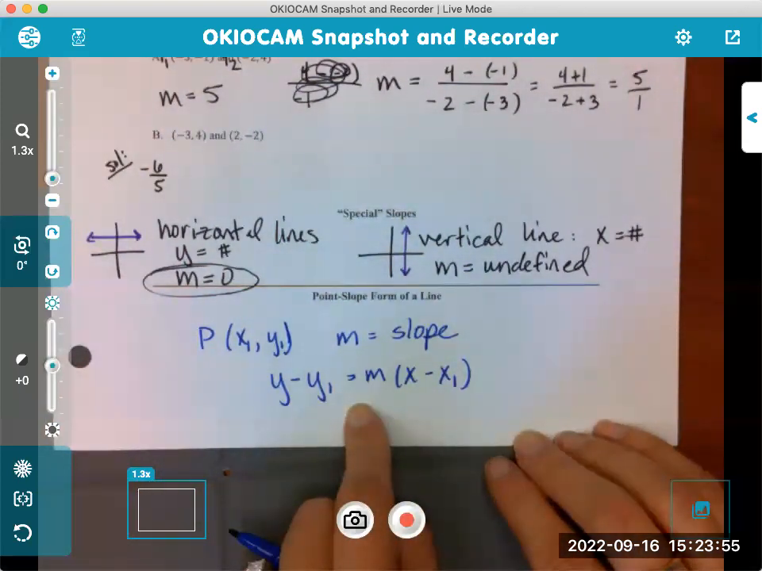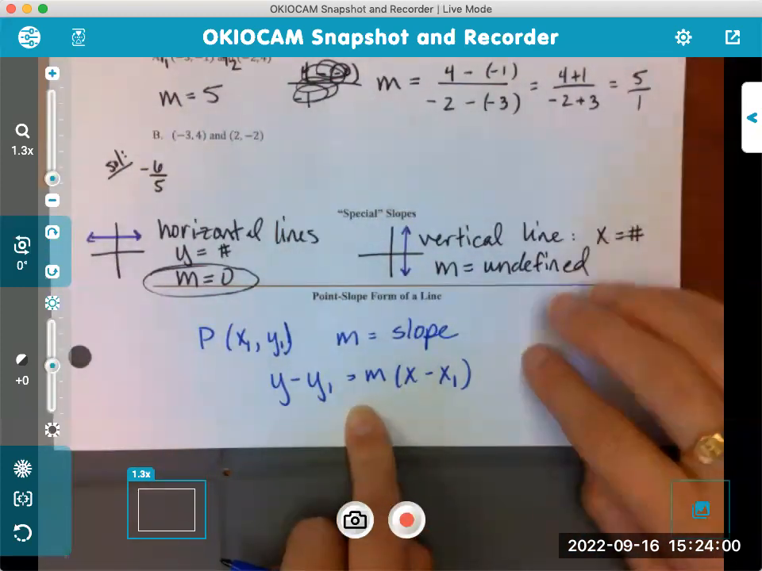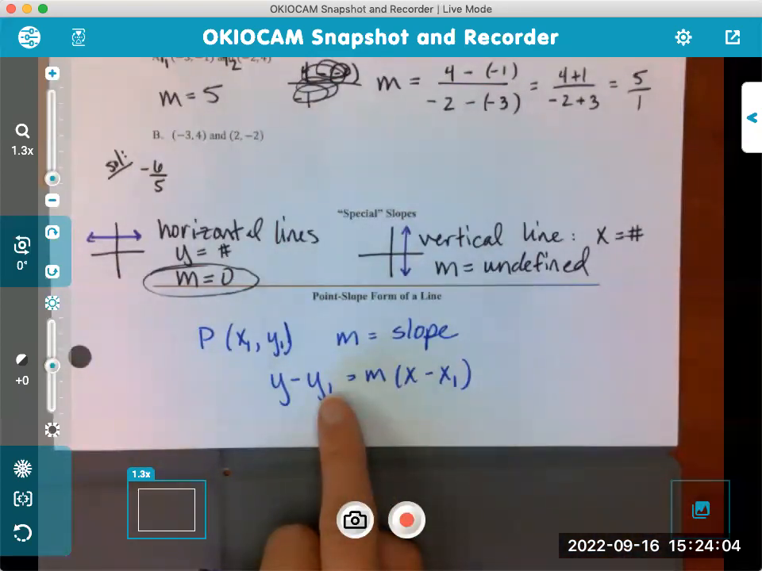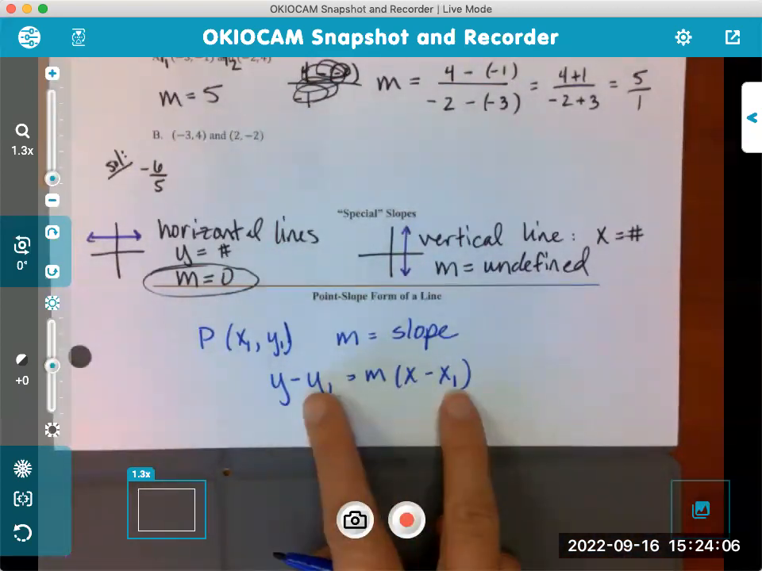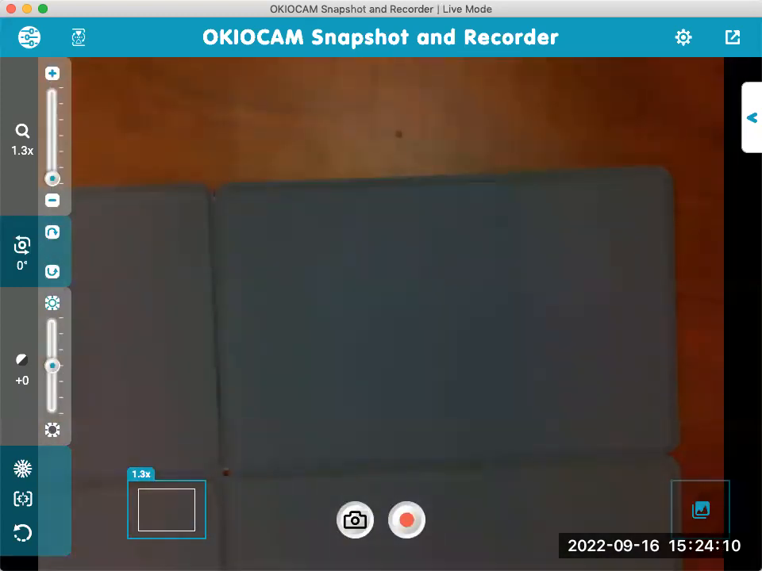Also star, highlight, make a note, whatever you've got to do, may be note card worthy for your test. So remember the old people back in the day called it like they saw it. Here's a point, here's a slope, and then you just plug and chug. So let's try it.